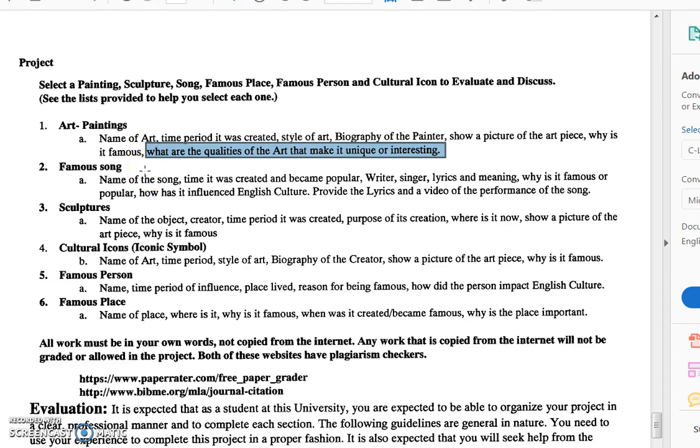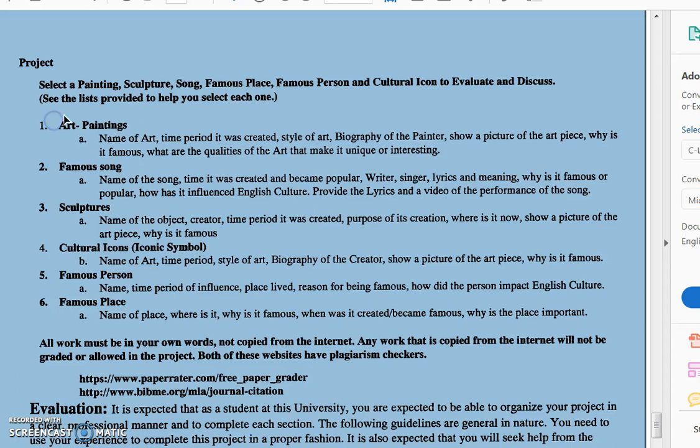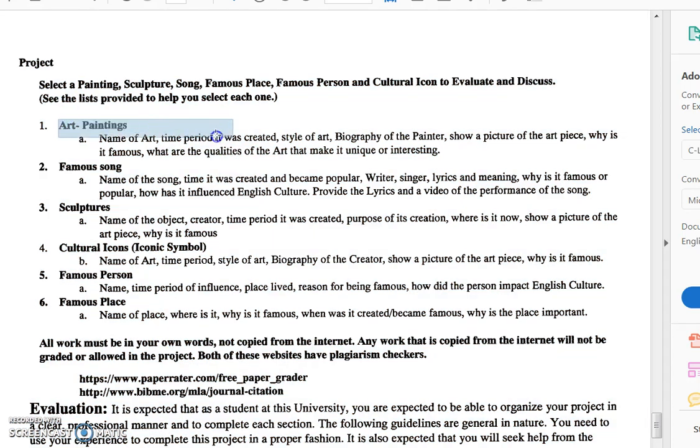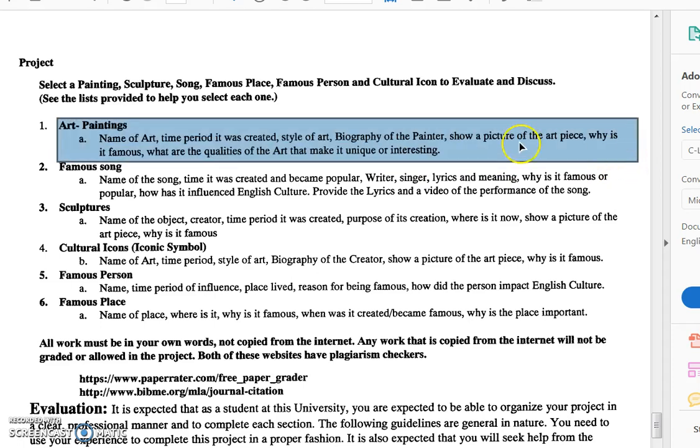I want to hear what you think about the artwork. It says, what are the qualities of the art that make it unique or interesting? This is mostly your opinion in the last part. Okay, so for the week, when you do the art or the painting, you're going to answer all of this information in that week's forum. So all of this is going to be together in one section.